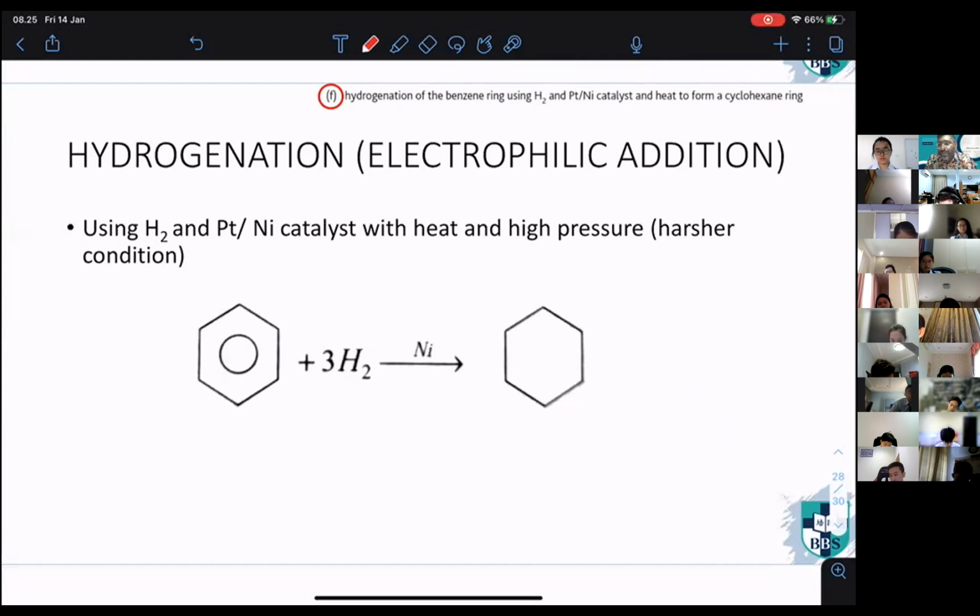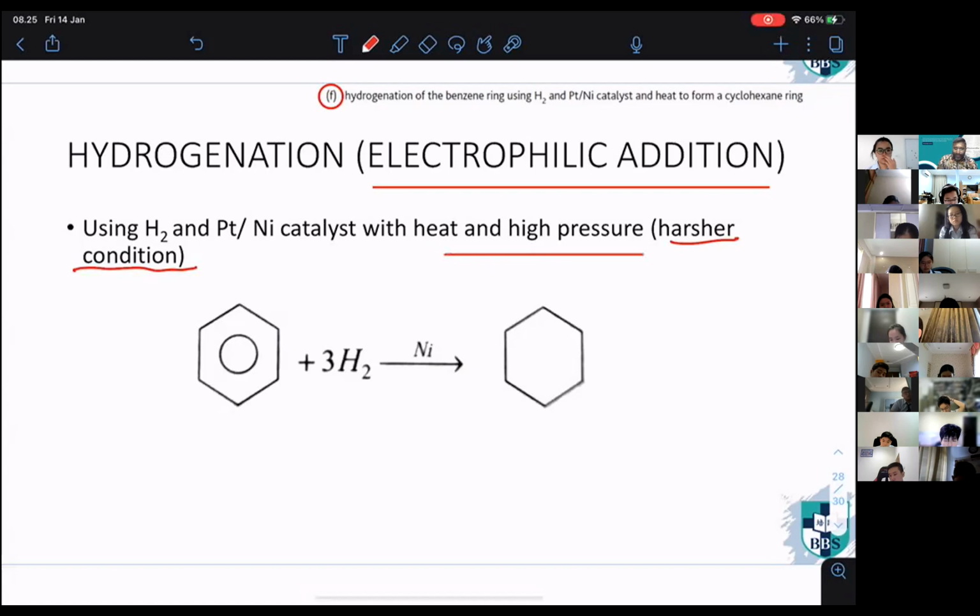Okay, they are focusing on electrophilic addition. And if you can remember what I said about electrophilic addition, benzene does not like to go through electrophilic addition because of aromatic stability. Why? They need to have harsher conditions. This is going to be the harsher condition. Under the harsh condition, which is going to be with heat and high pressure, they will undergo hydrogenation.